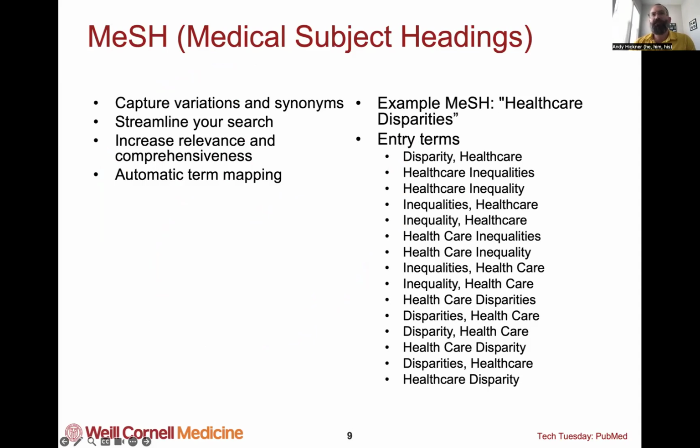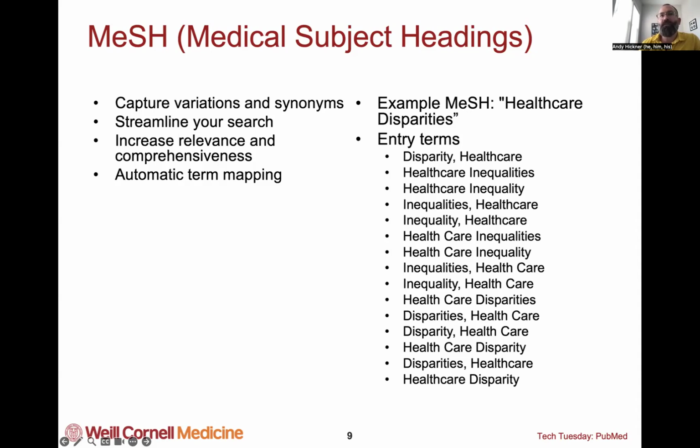On the right side of this slide, we have a list of keywords called entry terms. And what an entry term is, if you type one of those entry terms on the right, PubMed will automatically find and add the MeSH term healthcare disparities to search for all of these synonyms and variations. This is called automatic term mapping.